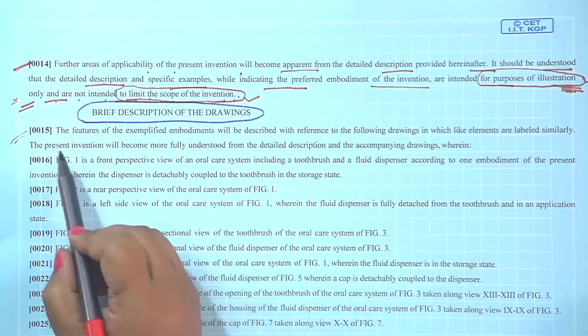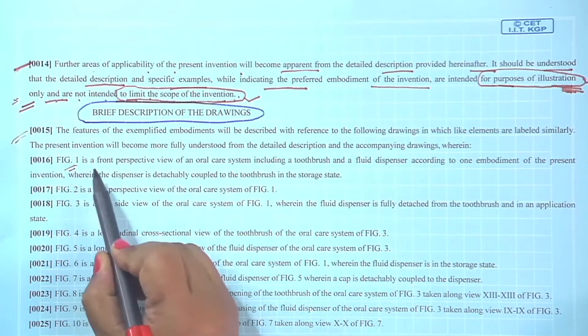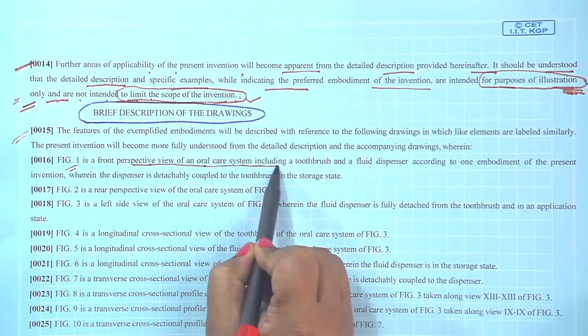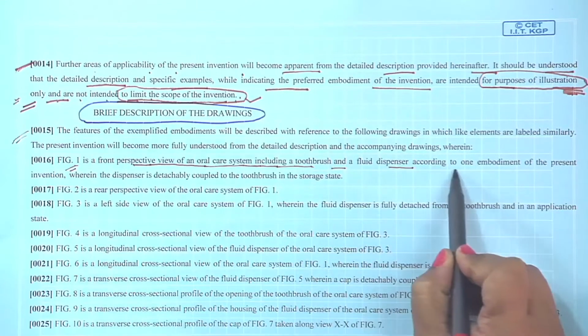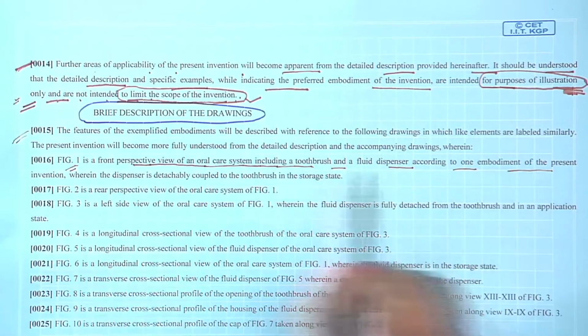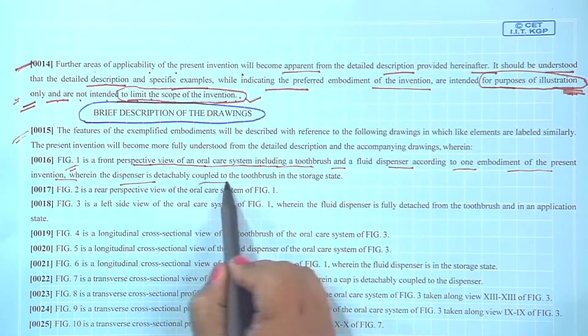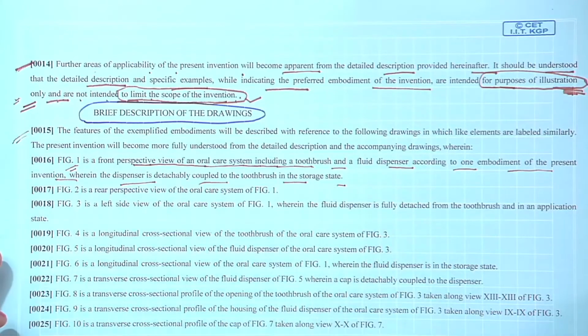Now, it gives you the information that figure 1 is a front perspective view of an oral care system including a toothbrush and a fluid dispenser according to one embodiment of the present invention, wherein the dispenser is detachably coupled to the toothbrush in the storage state. This is what figure 1 is. Now, you can relate it with the figures you have and check which figure 1 is.